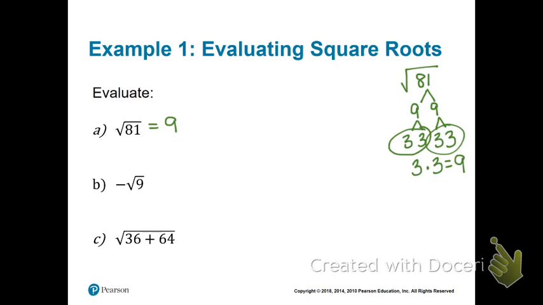Alright, now b, the only difference between a and b is that b has a negative in front. Well, that's like a negative 1 times the square root of 9, so we're going to keep it as negative 1 times. And what is the square root of 9? Well, it's 3, so we get negative 3.